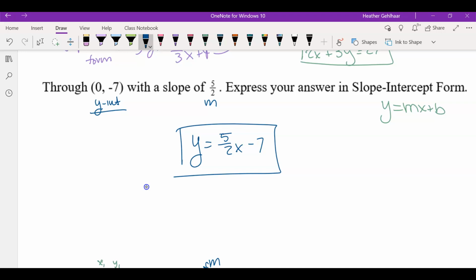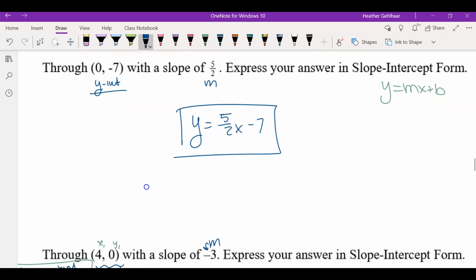If you don't remember, you can just go ahead and plug it into slope or point slope form. All right, so the next question here, I have it down below just because I already have it filled in for you guys, but you have here a point that goes through (4, 0) with a slope of -3. Express your answer in slope-intercept form. At this point, pause the video and then press play once you finish the problem. Pause the video, try this problem on your own, and then push play to see the answer.